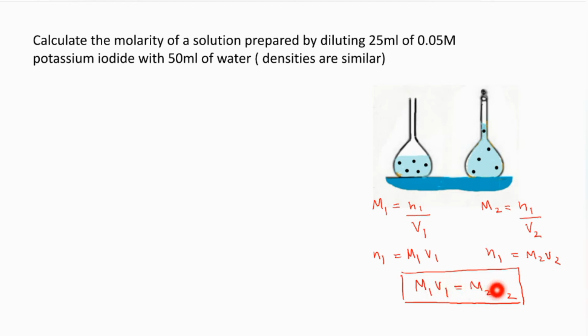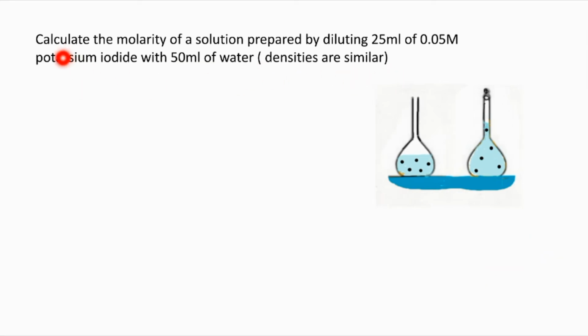So, using the same equation, we are going to solve this problem also. Let's write that. Read the problem. Calculate the molarity of a solution prepared by diluting 25 ml 0.05 molar potassium iodide with 50 ml water. So initially you have 25 ml of 0.05 molar solution. So what will be the value of V1? V1 will be equal to 25 ml. Agreed. What about the molarity of that solution? M1 will be equal to 0.05 molar. Now you are adding 50 ml of water into this.